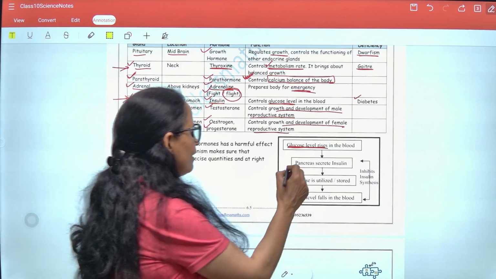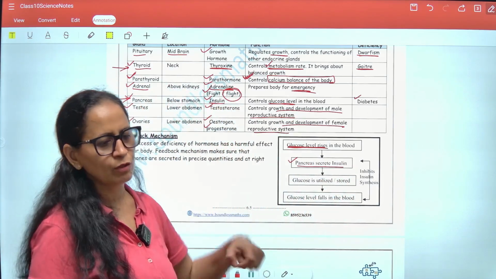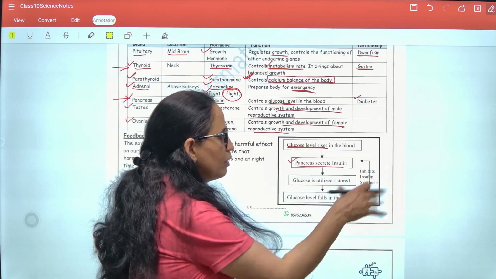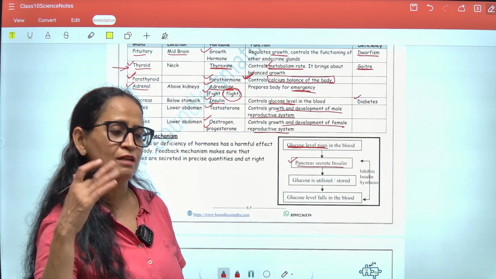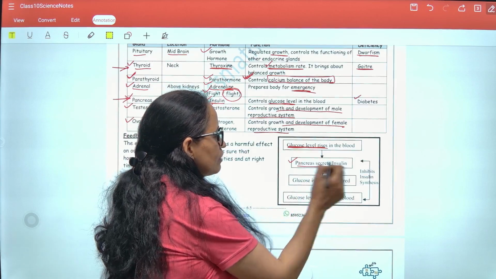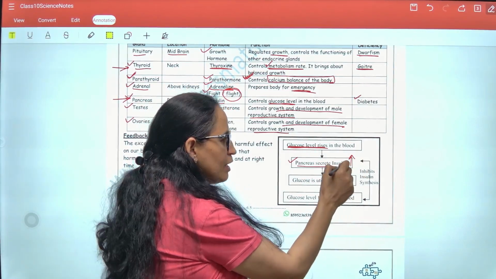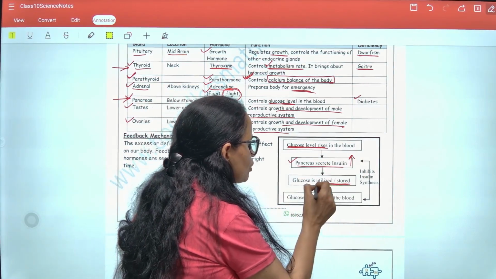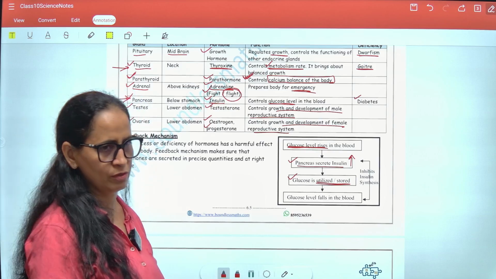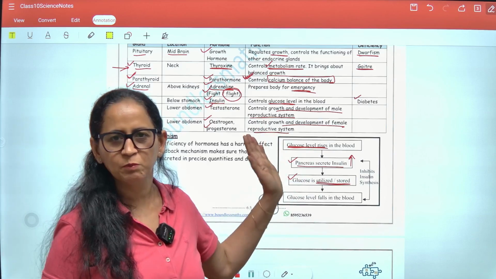So the pancreas will release more insulin to consume or absorb that glucose. Either you store this glucose or you utilize it somehow, because the glucose level is increasing in the blood. So the pancreas is going to secrete more insulin. Now this extra insulin is going to utilize or store the glucose present in the blood, bringing down the level of glucose. So now the glucose level is going down because of more insulin produced by the pancreas.